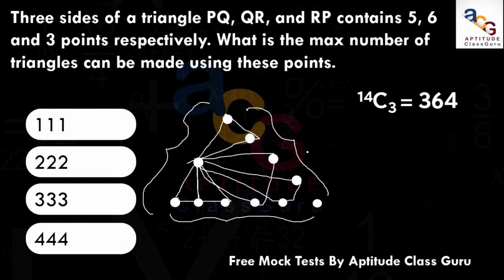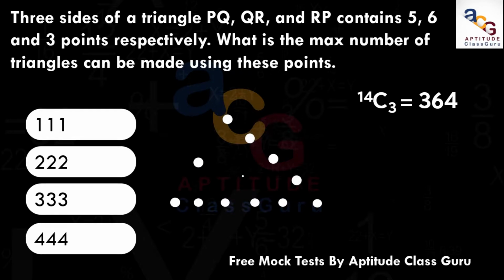But we can't create 364 triangles by using 3 dots. If the dots are linear, then we can't create a triangle. When you try to join these 3 dots, we can't create a triangle. Why? Because they are in a straight line.